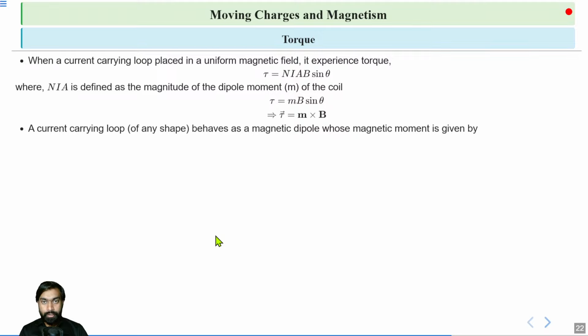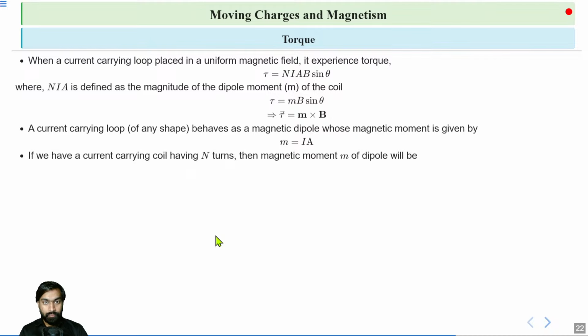Magnetic dipole moment of a current loop. A current carrying loop behaves like a magnetic dipole. The magnetic moment M of a loop of any shape is given by the product of the current I and the area A of the loop. So we can say M equal to IA. And for a coil with N turns, the magnetic moment is multiplied by N. So we have the formula M equal to NIA. Now if we talk about the direction, its direction is determined by the right hand thumb rule.